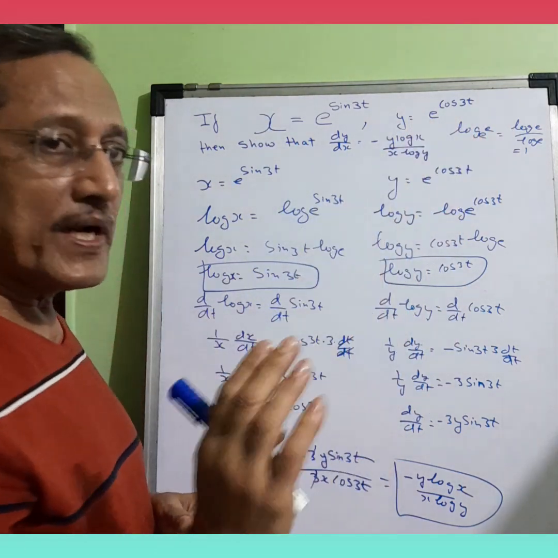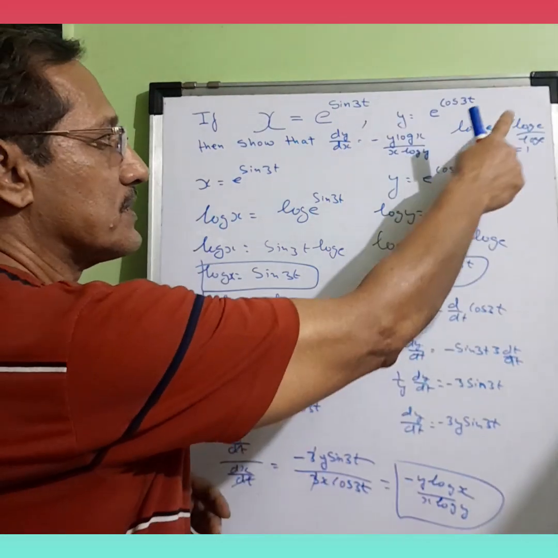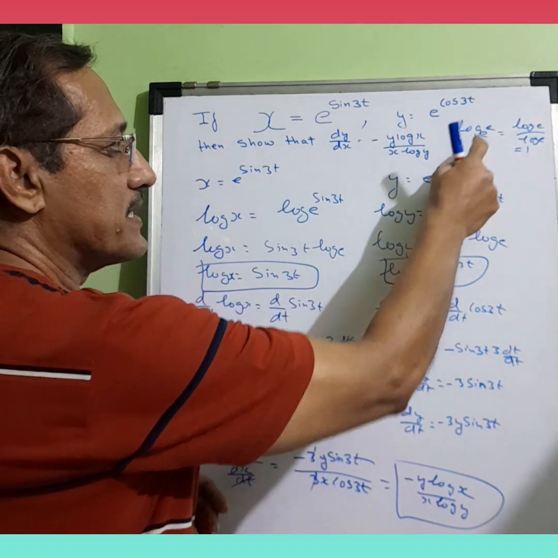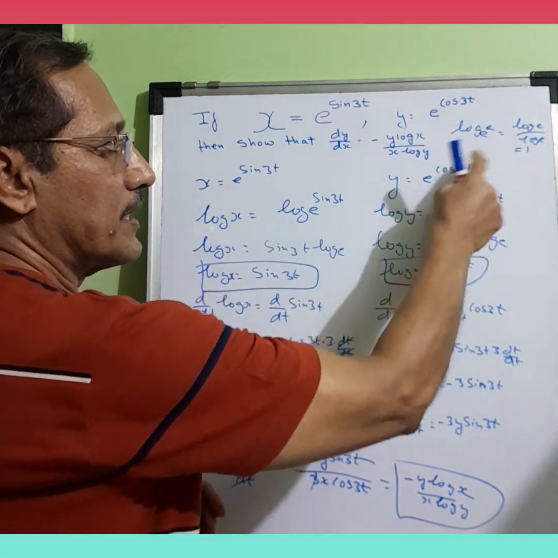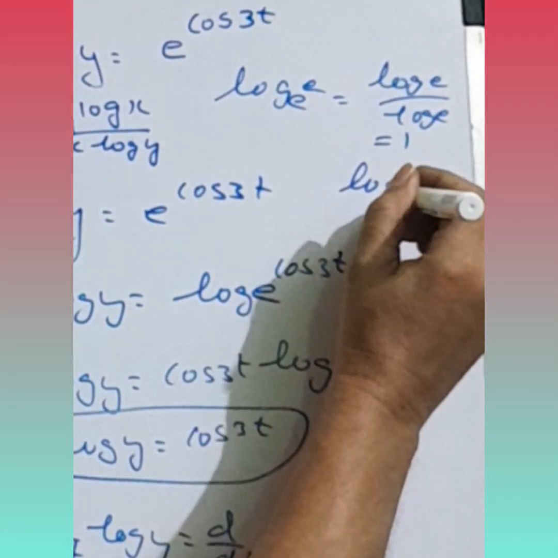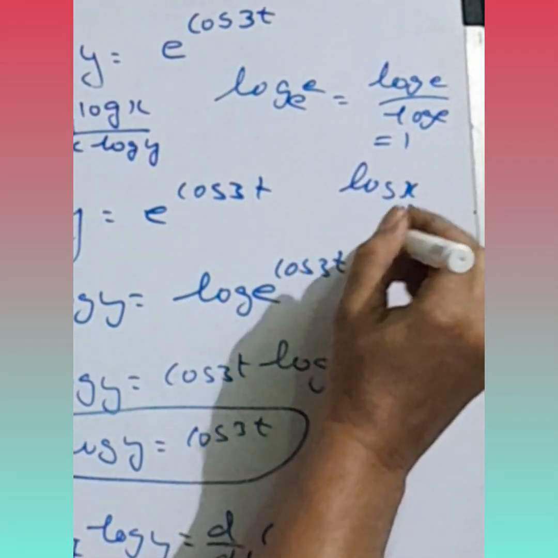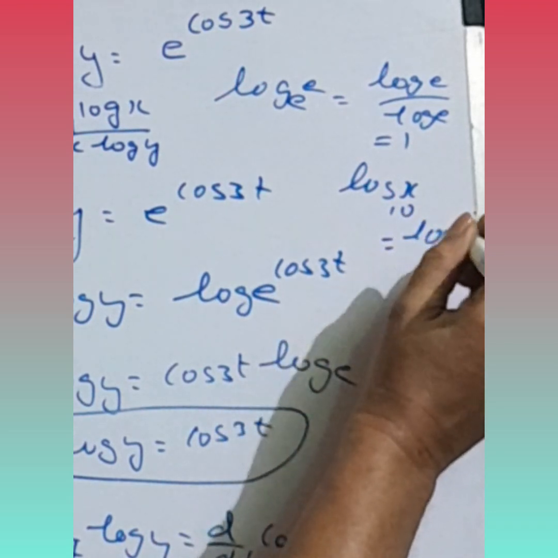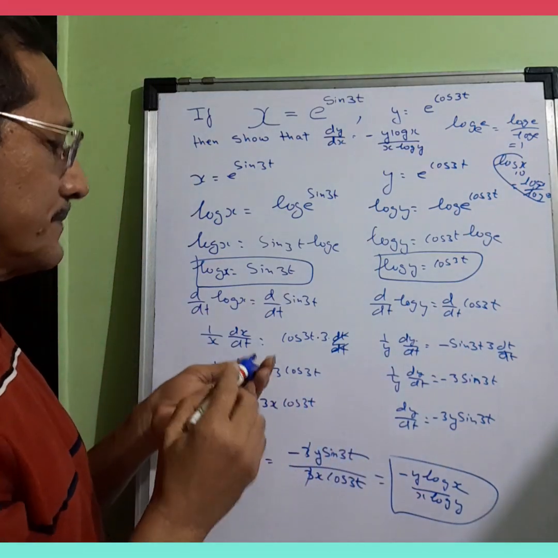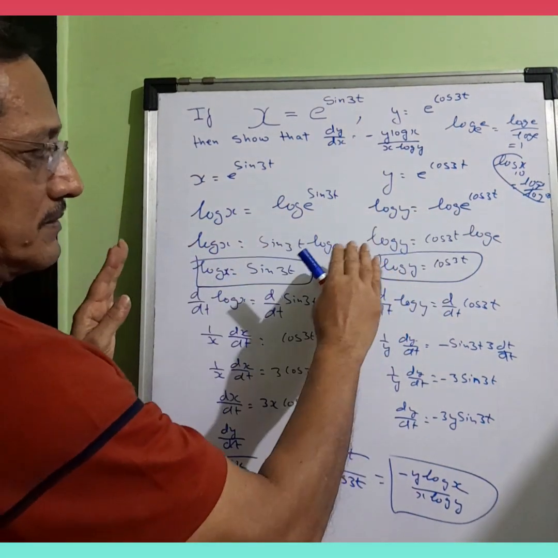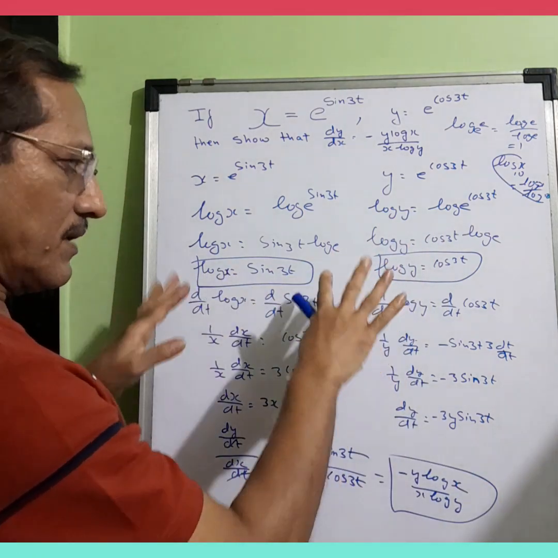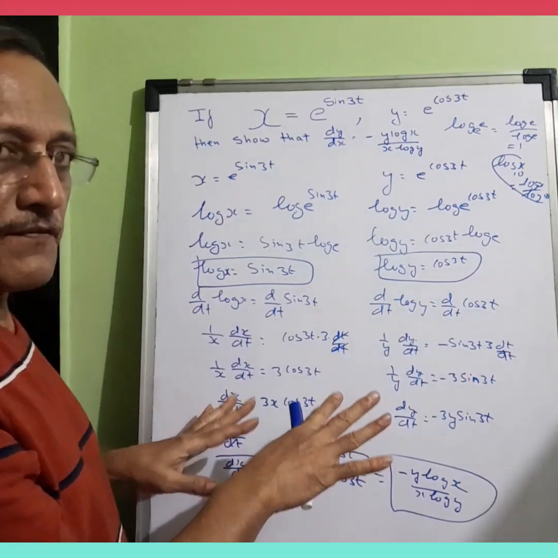I gave an explanation why log e is equal to 1, because whatever is at the base, it is divided by that. So log e to the base e means log e divided by log e. If it had been log x to the base 10, then it would have been log x divided by log 10. So keep this in mind always. Keeping that in mind, this got converted to 1, so the matter became very simple. Then we proceeded as per our differentiation rules.